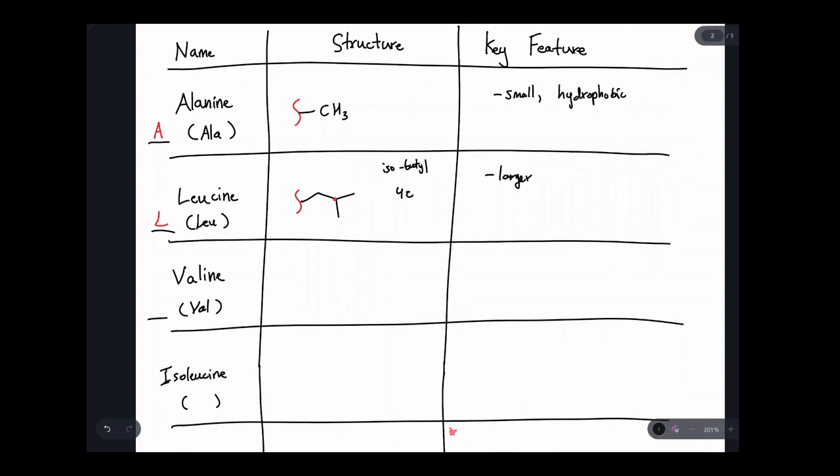Valine is nice because you can just say V for valine, and it's shaped like a V. If we take that again, connected to the alpha carbon, it's like the leucine, except we're missing a carbon. So it's just 3 carbons directly attached and makes a V shape. It's a little smaller than alanine. It's a little bigger than leucine. Again, there's not much to say here for key features. It's just different sized carbon chains.